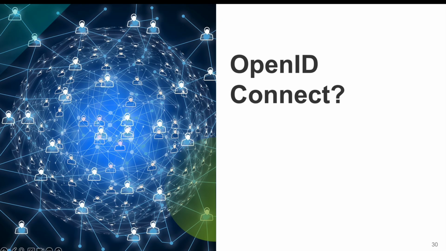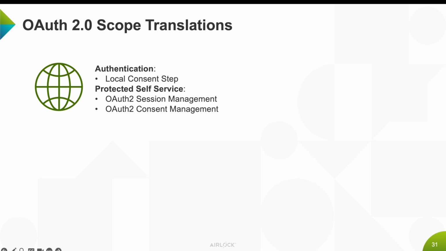Let's leave the events and go to OpenID Connect. It's probably not unexpected for you if you already heard this type of webinar before. OpenID Connect, every release gets some new functionality. And this time I'm going to focus a little bit on the scope translations. Scope translations are important for user experience, and we have them in the authentication flow. The local consent step will expose the scopes, and even when the user accepted that scope and some additional information. And the problem was with the translations of those scopes. The same holds true for protected self-services. There we have it in the OAuth 2 session management and the OAuth 2 consent management.